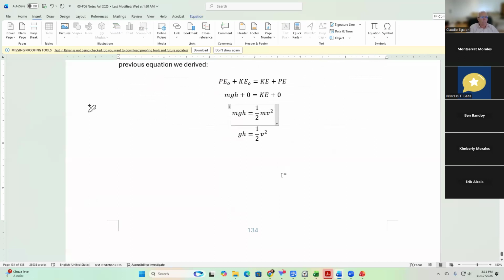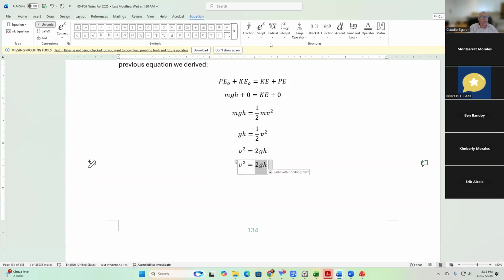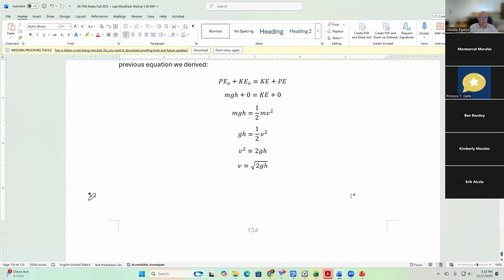Here you go. Now we solve. And I'm going to put everything here on 2gh, right? 2gh. Take the square root of both sides. And we get a square root on the right side. And that's your final result.